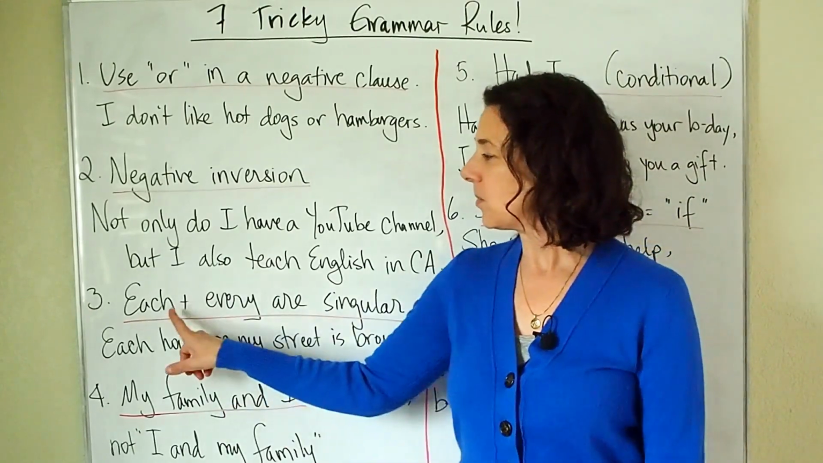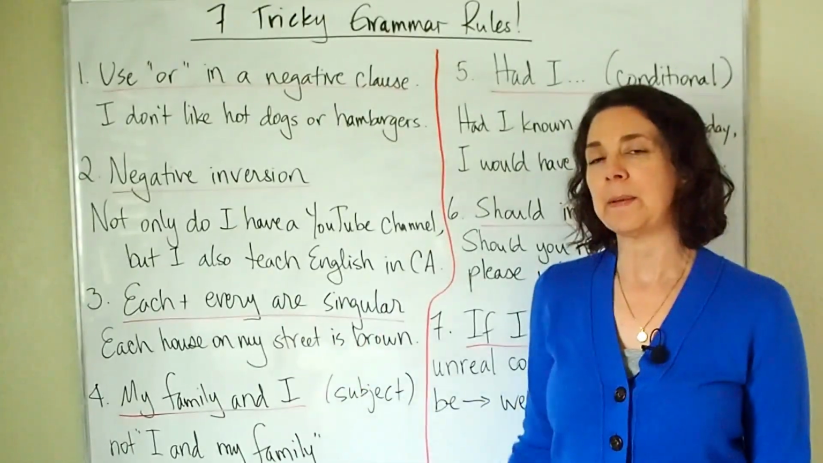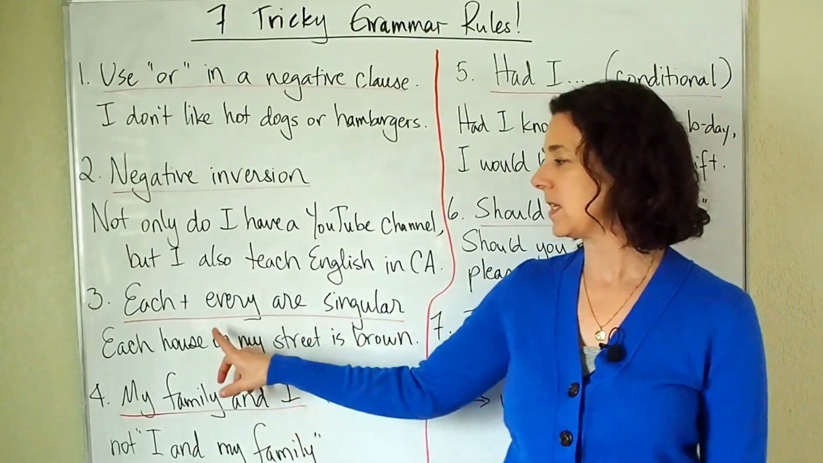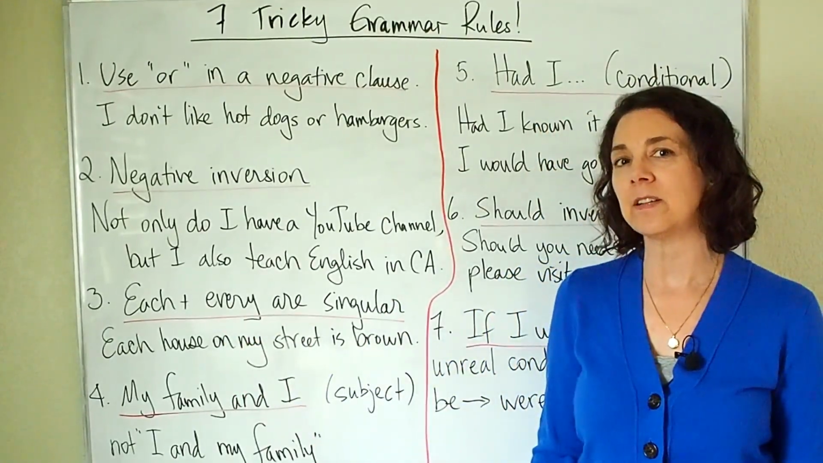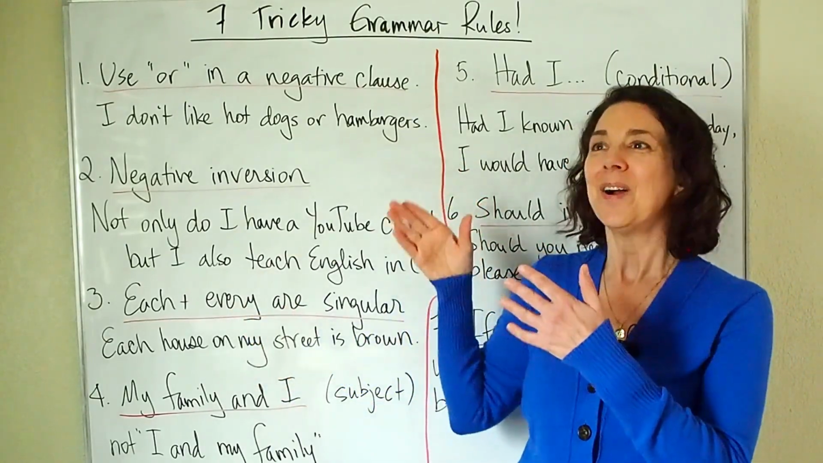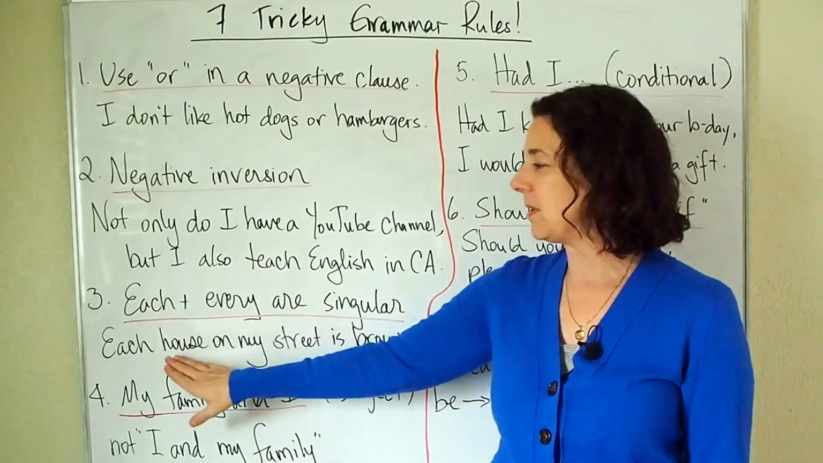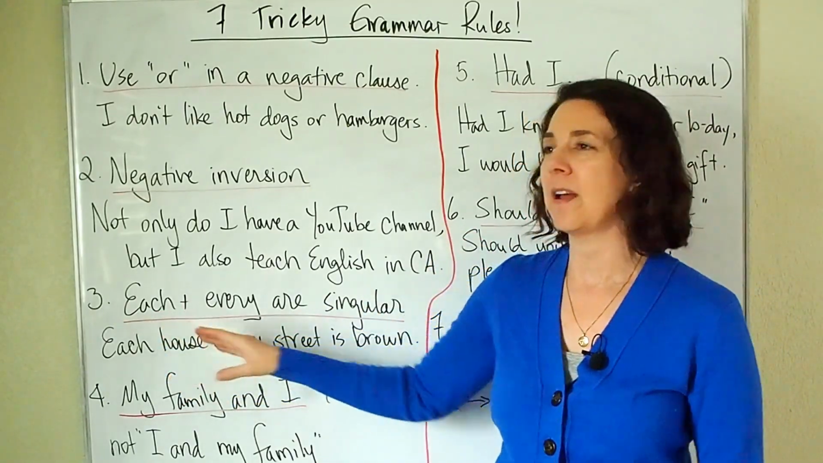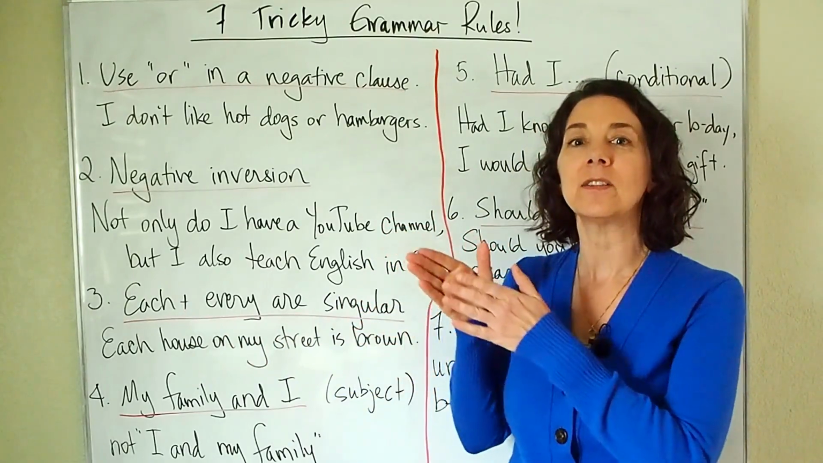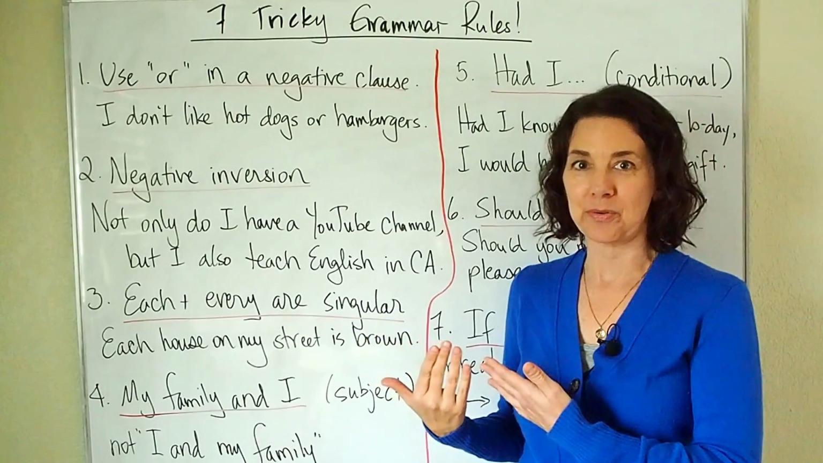Number 3, the words each and every are singular. You probably know this already, but for some reason the words each and every in English are singular, even though when we are thinking of every, we're thinking of more than one. So in this case, you want to remember that the words each and every are referring to singular things, but we're thinking of them as a larger group.